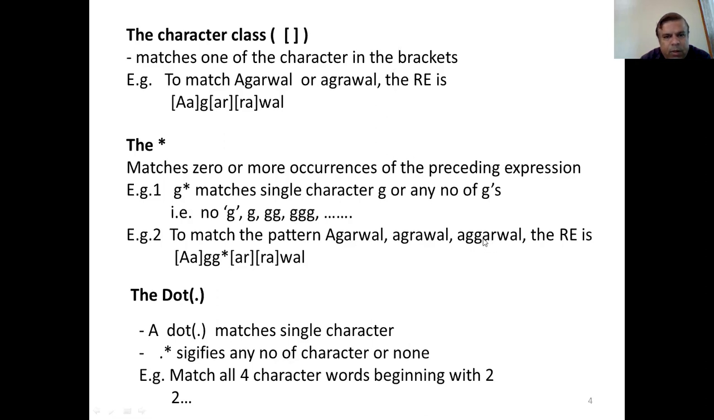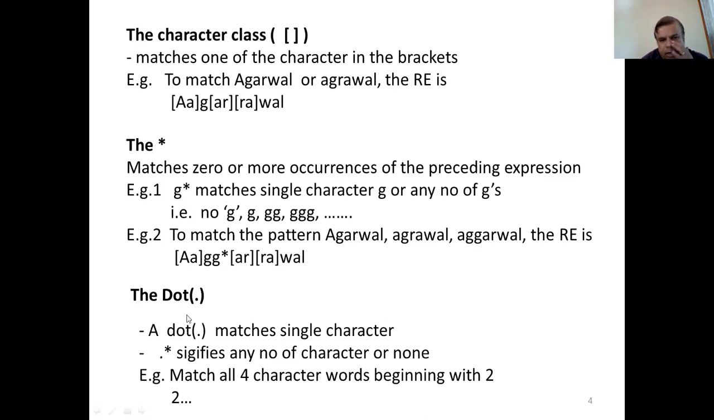So here A. Okay. So either you have to match A or small r. So use the meta character bracket and then write AR. Then the next character R. So here A is there and here R is there. You have to match either R or A. Again use the character class. Then followed by WAL. Here WAL is there. Here also WAL is there. So you match the three characters as it is. Literally WAL. So then this single regular expression matches all the three names.